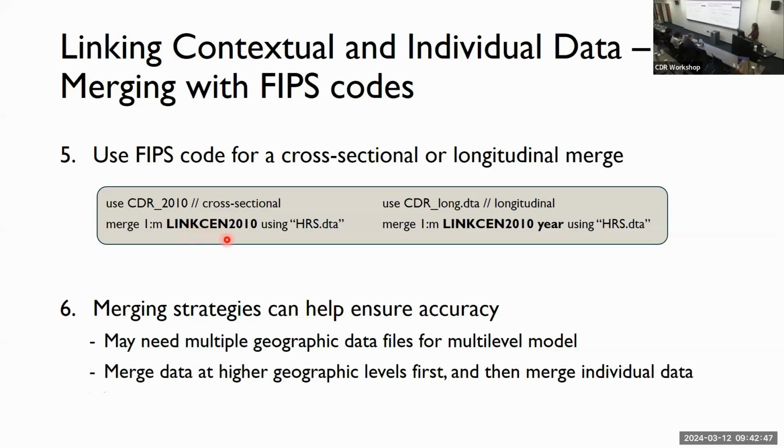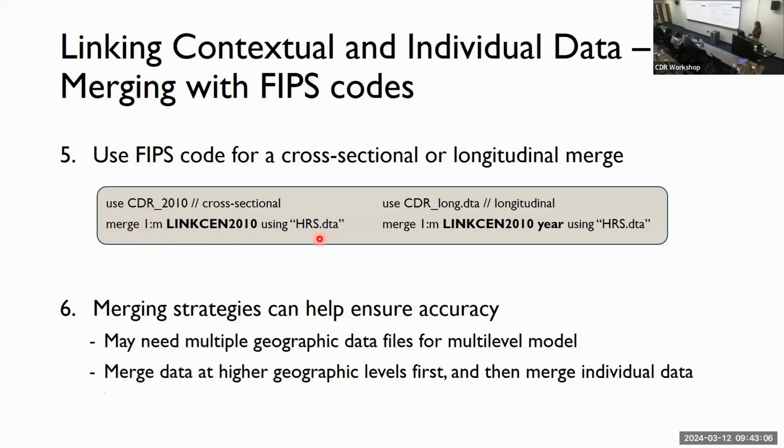So here, link send 2010 would just be the state FIPS code instead. And here just the 2-digit, and it would still be the same. Here we're starting with the geographic data. So in the geographic data, the state would be a unique identifier.